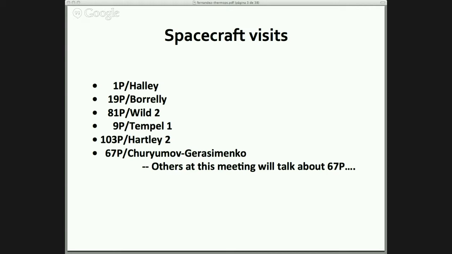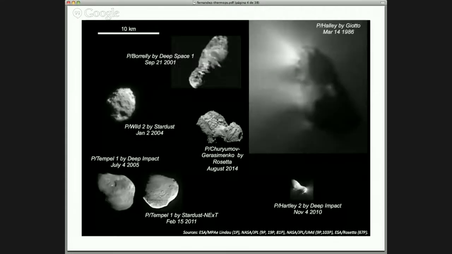Here is a little montage of all the objects that have been visited by spacecraft, with the spacecraft photos. You can get some information about thermal properties from all of these that have been flown by. Like I said, you get a lot of data from a spacecraft flyby, so it's a very useful way to get detailed information about a few objects. I'll just focus on a few to summarize things.